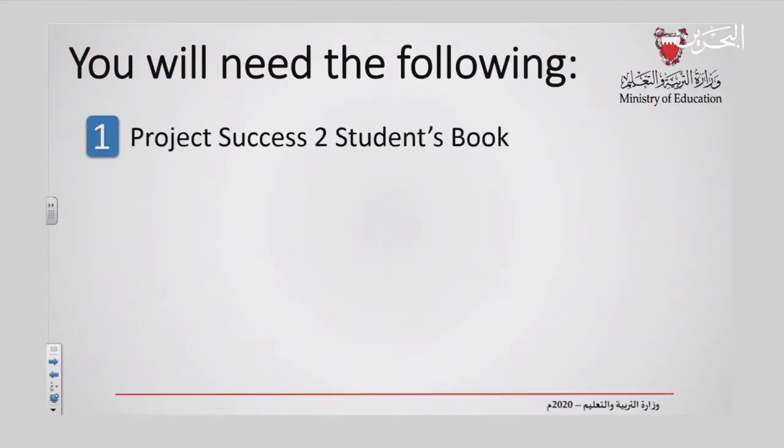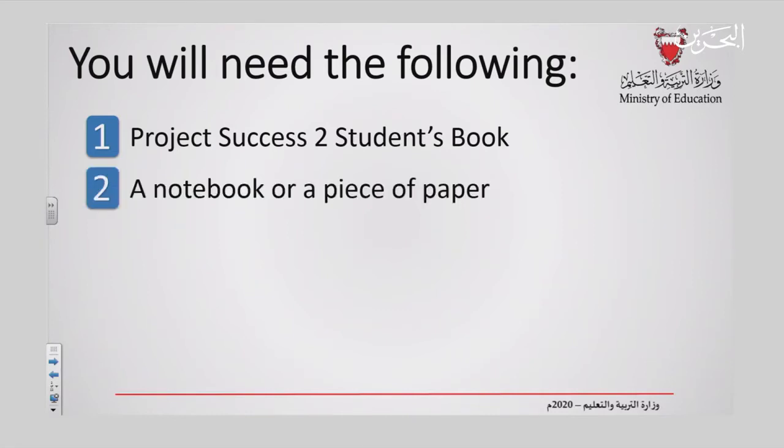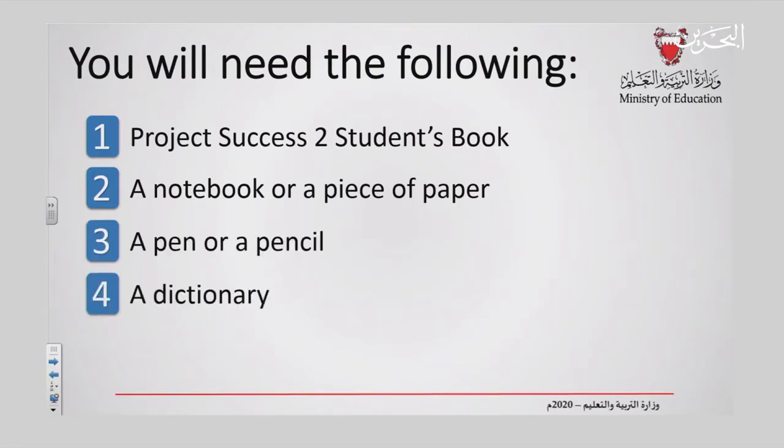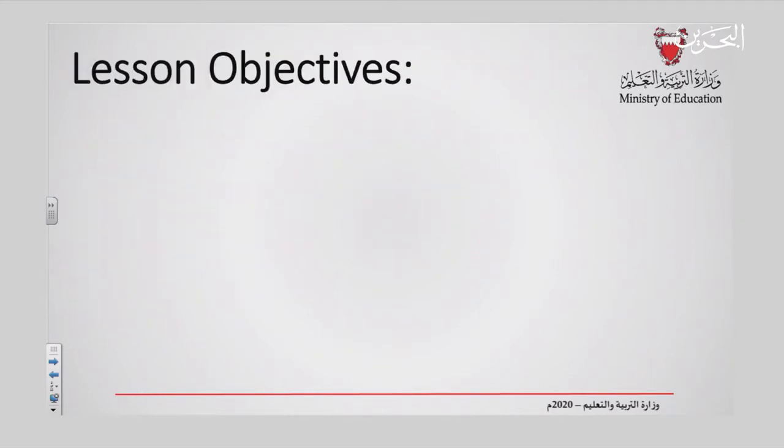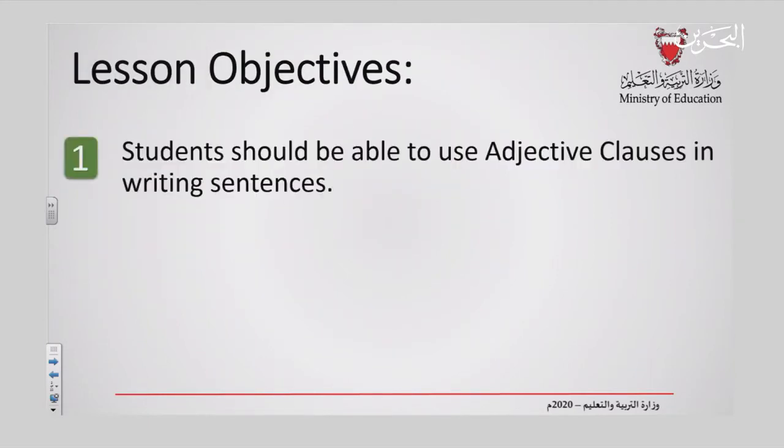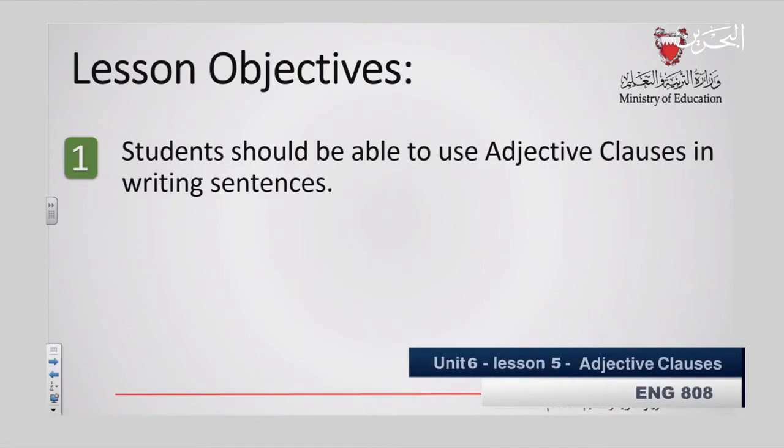Number 1, Project Success 2 student's book. Number 2, a notebook or a piece of paper. Number 3, a pen or a pencil. Number 4, a dictionary. Lesson objectives: by the end of the lesson, you should be able to use adjective clauses in written sentences.